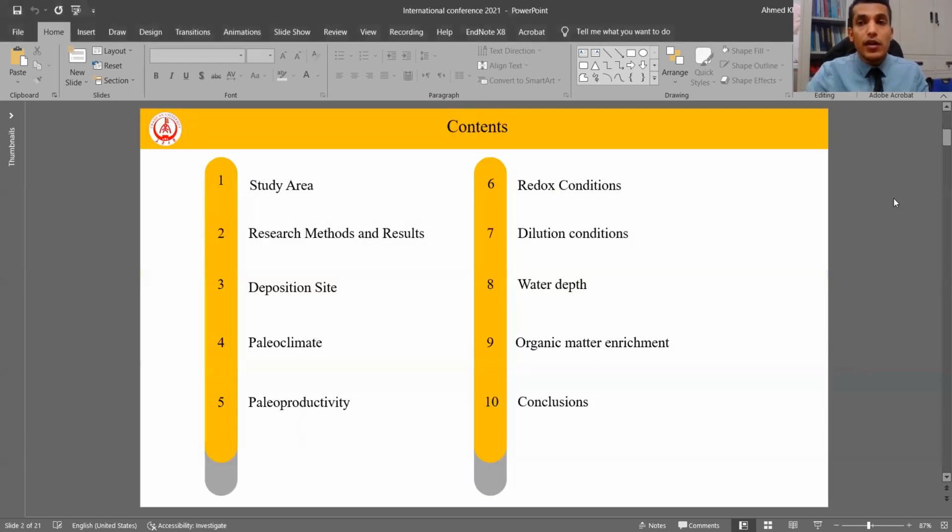I'm going to cover some points in my talk, starting by introducing the study area and moving to research methodologies, and also introducing the results and discussing these results of some paleoenvironmental conditions. Finally, I'm going to introduce the accumulation model of the organic matter enrichment in the Cuizhuang formation.